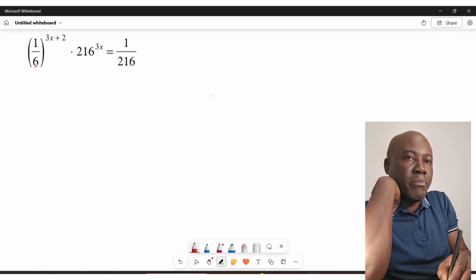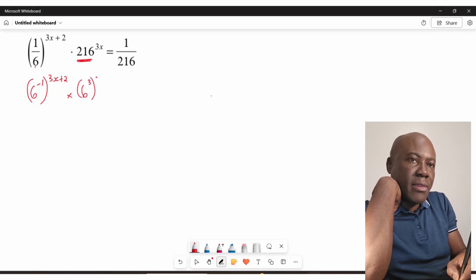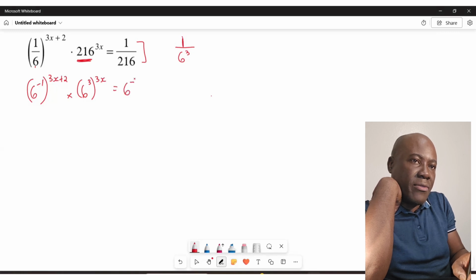So I'm going to take 1/6, and 1/6 is actually the inverse, so it's going to be 6 raised to the negative 1. That's what this really means. And that is raised to 3x plus 2, multiplied by 216, which can be written as 6 to the third, and this is raised to the 3x, which is equal to this right here. If we look at this, it's actually 1 over 6 to the third. But because this is the inverse, we can represent it as 6 raised to the negative 3.